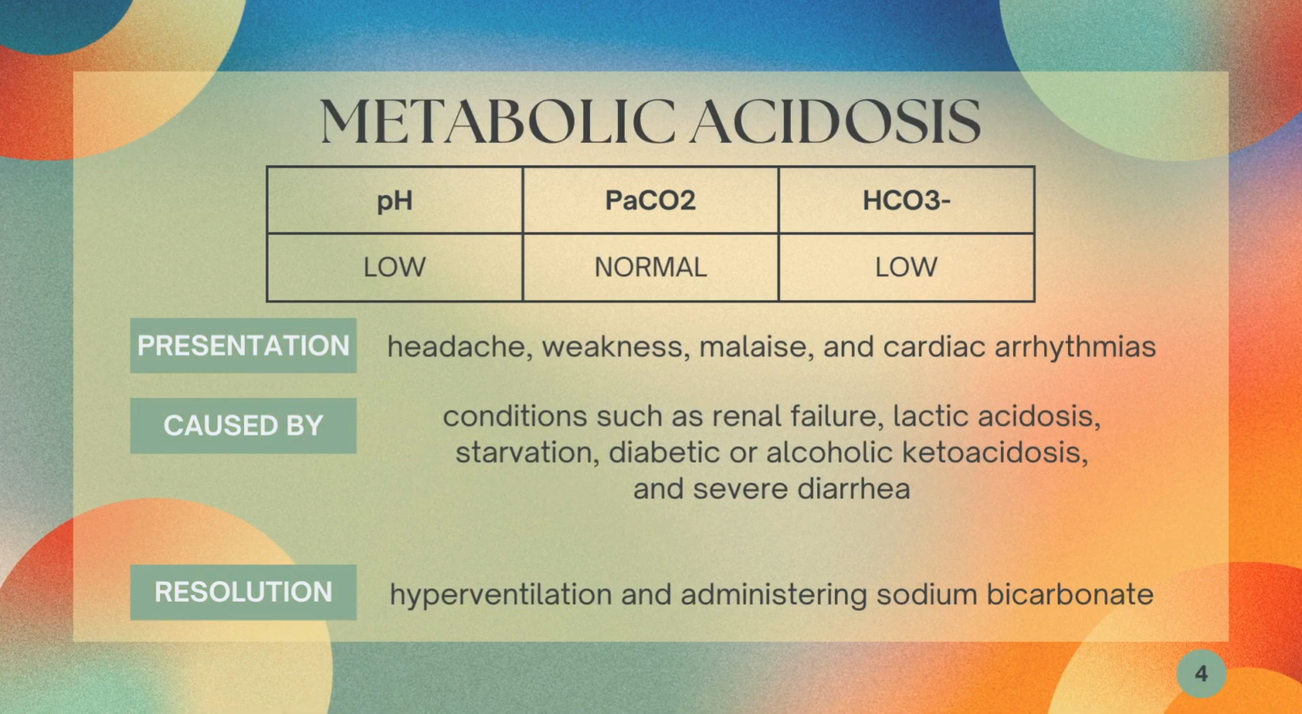Metabolic acidosis. This is a condition that occurs when there's an accumulation of acids due to acid gain or bicarbonate loss. As a result, the pH drops below 7.35, so you have a low pH and a low bicarbonate, but a normal CO2. It presents with a headache, weakness, malaise, and cardiac arrhythmia. It is caused by conditions such as renal failure, lactic acidosis, starvation, diabetic or alcoholic ketoacidosis, and severe diarrhea. The resolution or treatment for this is either you will see them hyperventilating or you will have to administer sodium bicarbonate to rebalance these lab values.